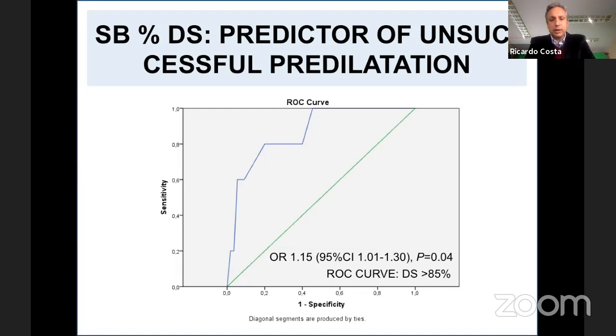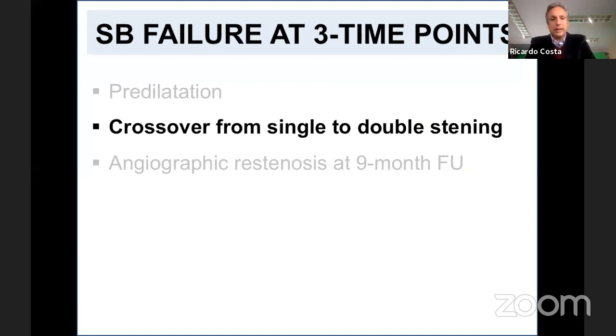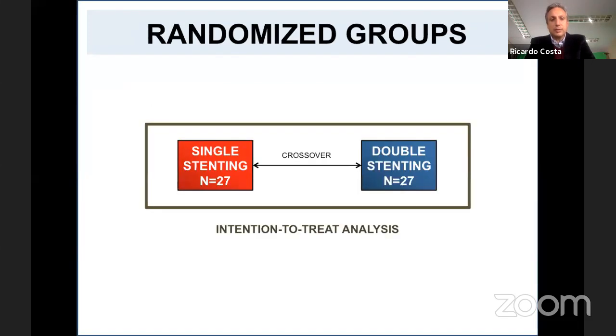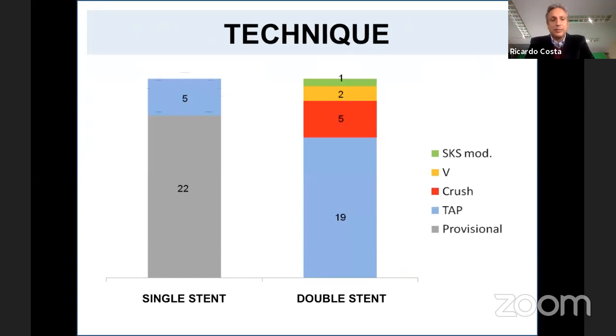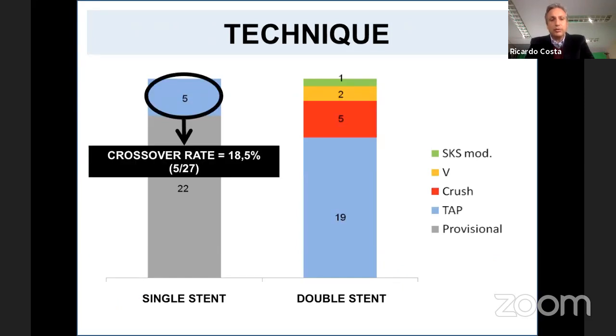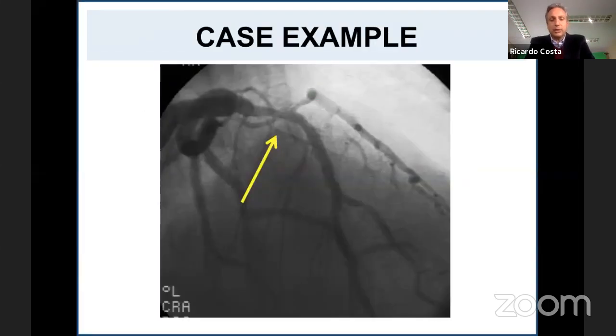As you can see in this ROC curve, this was diameter stenosis above 85% by QCA. Crossover from single to double stenting: so the 27 patients randomized to each group by intention to treat. We can see here the lesion length by QCA around 8 millimeters, vessel size around 2.6 millimeters, diameter stenosis by QCA around 75%. In terms of the techniques, we have a crossover of close to 20% from single stent with a provisional approach that ended up being treated with double stenting.